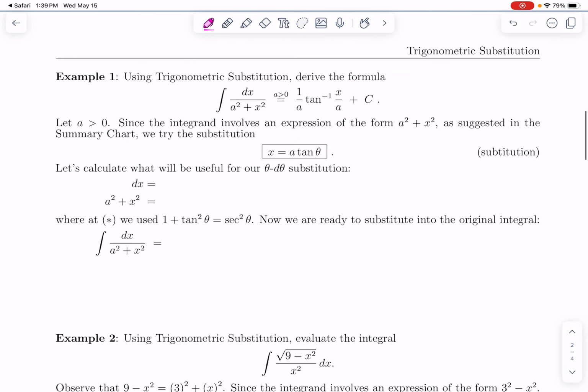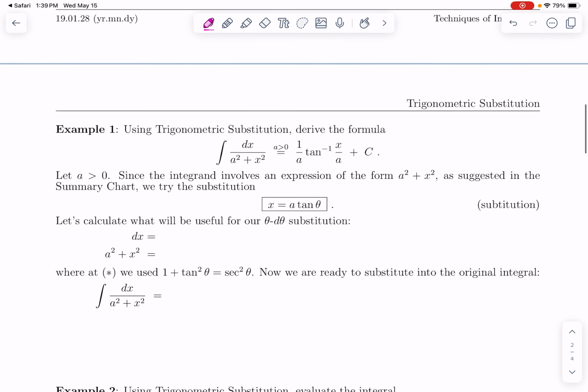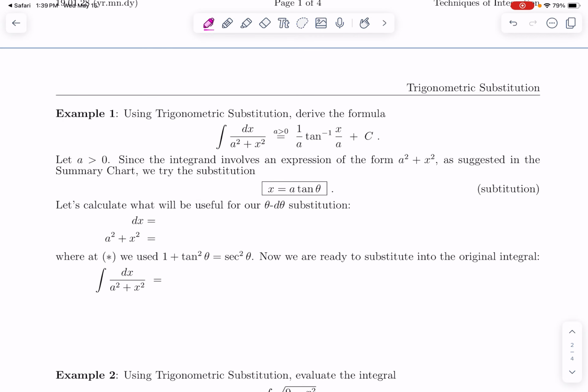Okay, so then I would start with an example that's already guided. So it says in example 1, using trig substitution, derive the formula. So in other words, prove that it equals this. Okay, so what I would start off with, it says since this integral involves a squared plus x squared, we're going to use it in the form a tangent of theta for x. Okay, so I'm giving them the x for this one.